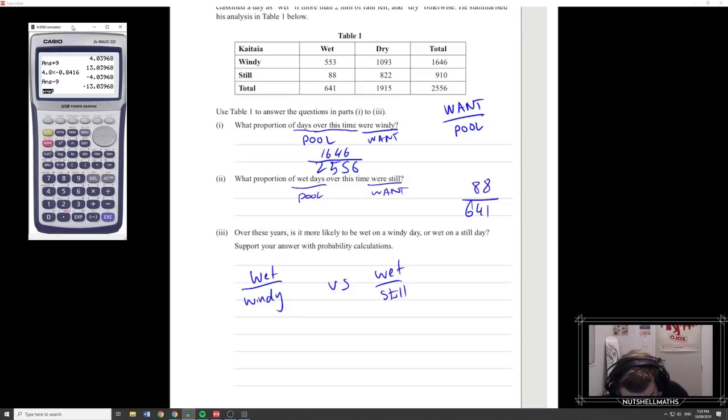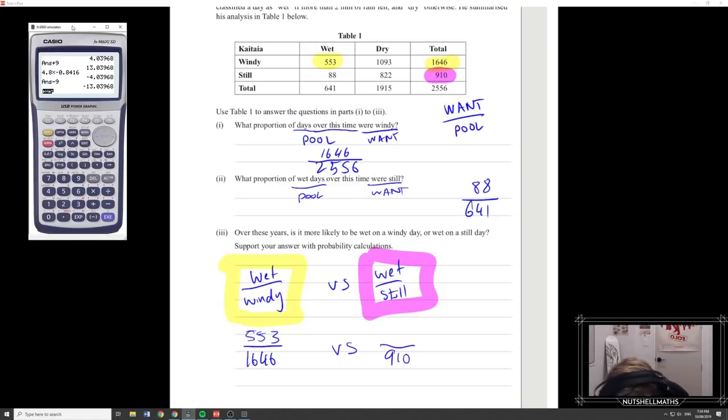So let's have a look. Let's call this one yellow. Let's call this one pink. Right, we got wet when windy. So all the days when it's windy, 1646. That's all the windy ones. How many of those were wet? We're going across. Wet when windy, 553. Versus, out of all the still ones, out of all the still days, we got 910 still days. How many were wet? We've got this number here, 88. So we've got 553 out of 1646 versus 88 out of 910.